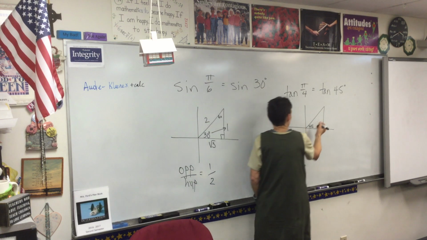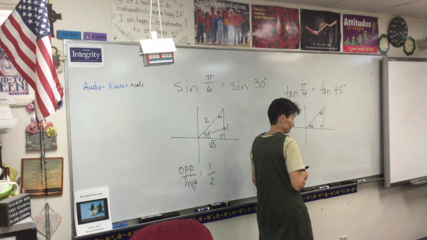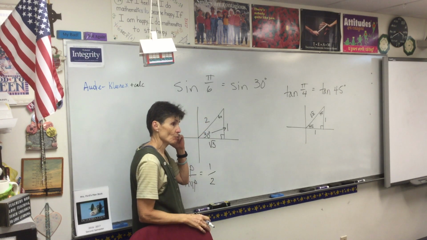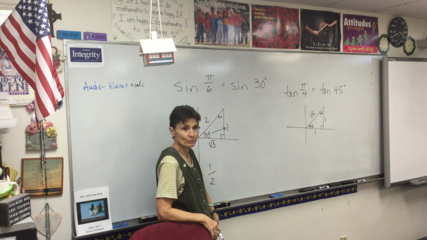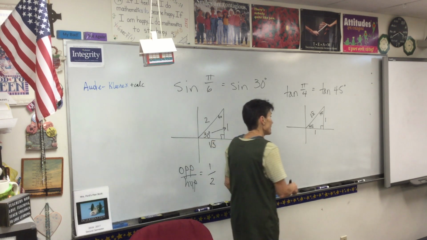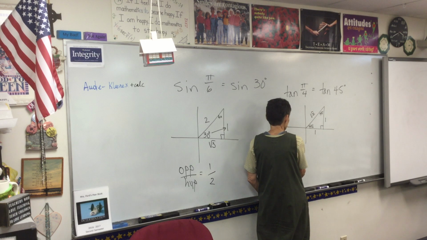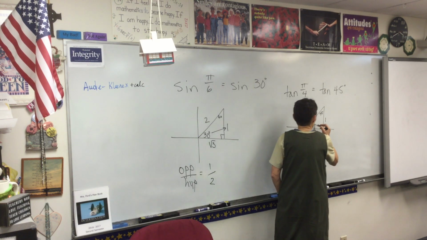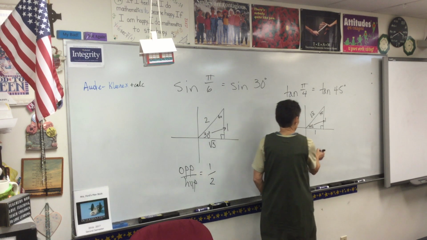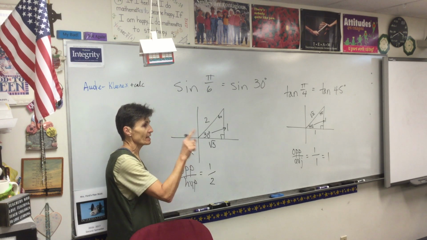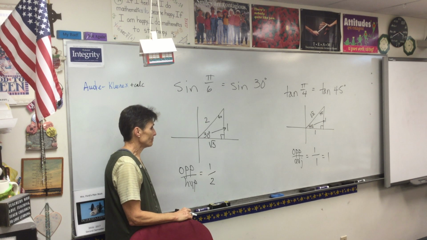Now, what do we know about the sides of a 45, 45, 90? 1, 1, root 2. The sides are 1s. It's an isosceles right triangle. The sides are 1s, and the hypotenuse is root 2. Now we want tangent. Tangent, TOA, is opposite over adjacent. What is your opposite side? 1. What is your adjacent side? 1. What's the tangent of 45? 1. If you typed into your calculator tan 45 and you were in degree mode, it would say 1.